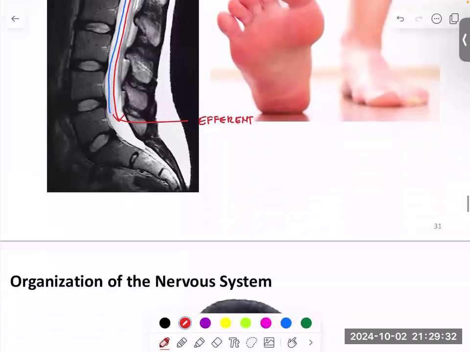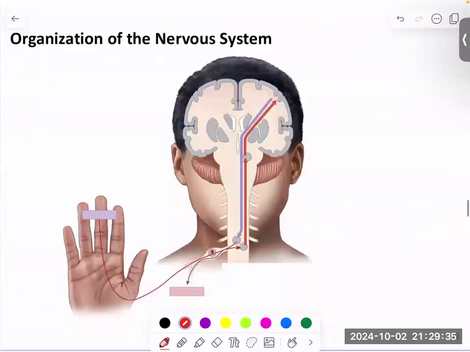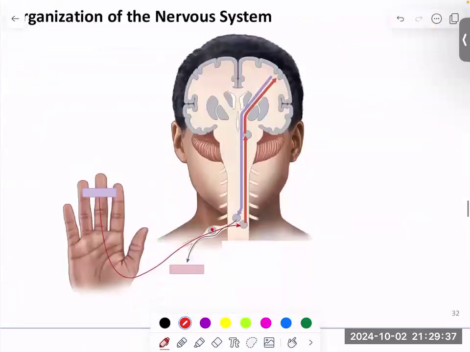Processing. Let's talk about this. All right. So here you have some sort of sensory receptor.